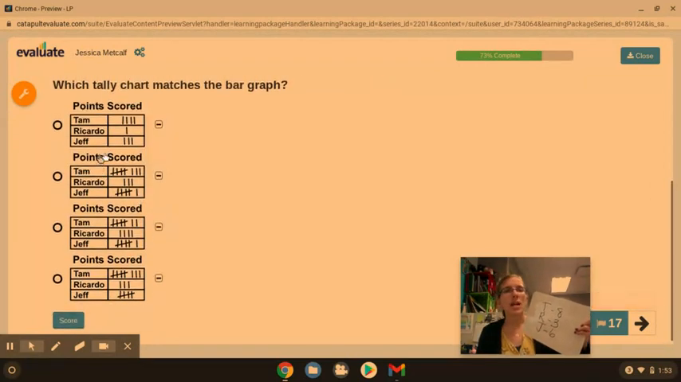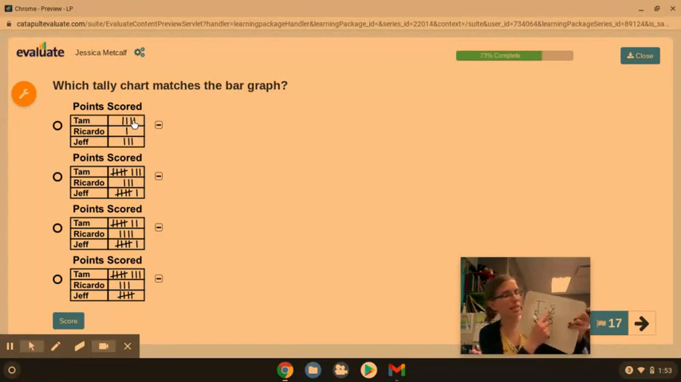Okay, so let's look at the tally charts below. Which one matches the bar graph? Right here it says Tam has 4 points. Is that true? No, Tam scored 8 points, so that one's not right. Okay, this one says 8. Let's look at Ricardo. Ricardo scored 3. That's right. And Jeff scored 6. That's right. So this one's probably right, but we're going to check the other ones.